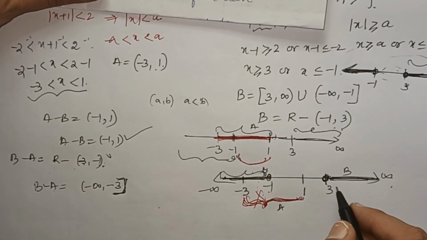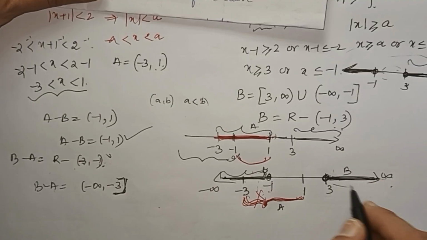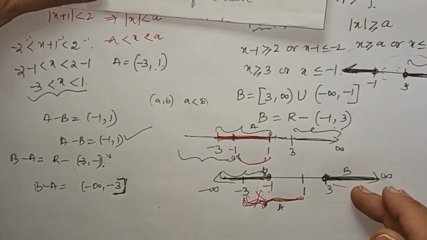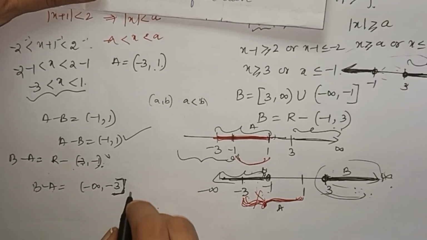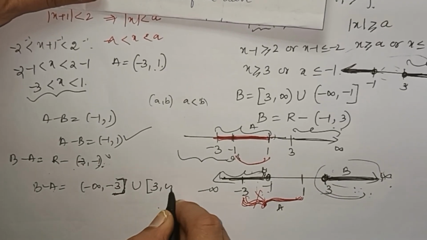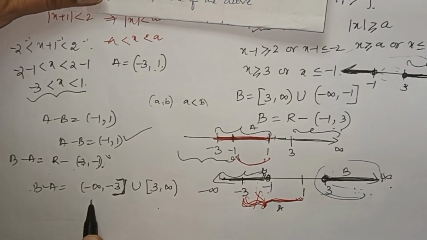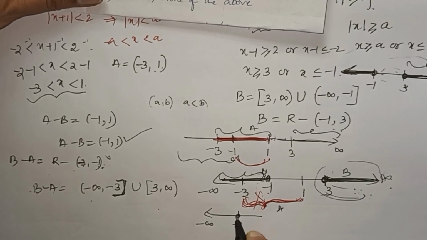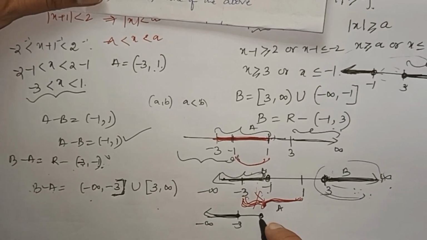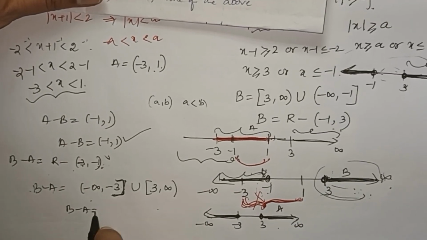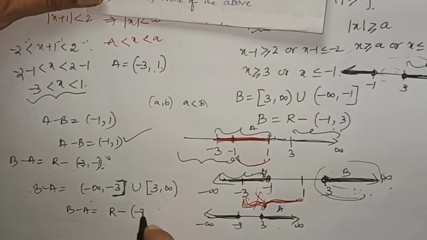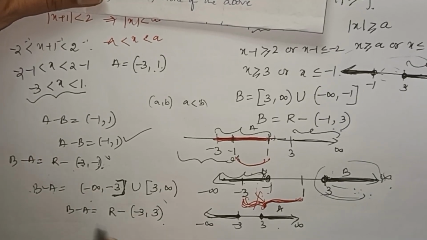Next, there is nothing to subtract from B at this end, because it is not having any elements of A here. So everything is included here, union 3 to infinity. Therefore, B minus A includes all those values starting from minus infinity to minus 3, minus 3 also included, and 3 to infinity, 3 also included. This is your B minus A. So what is left out? B minus A equals R minus the open interval minus 3 to 3. This actually should be the answer.